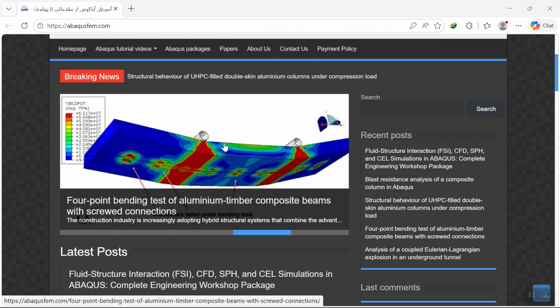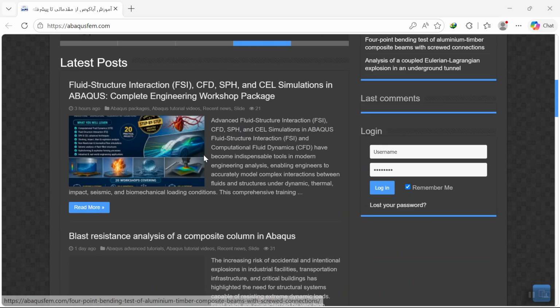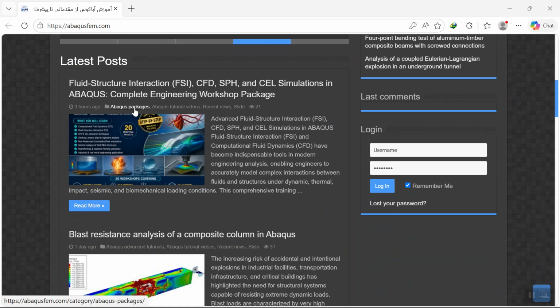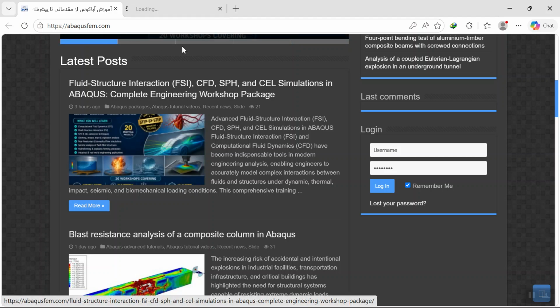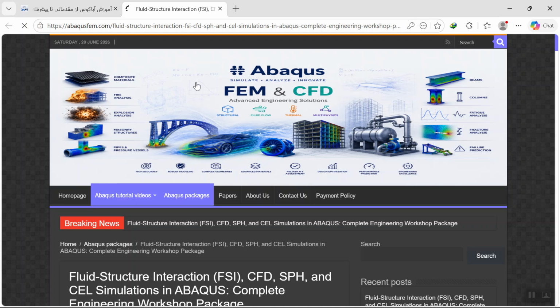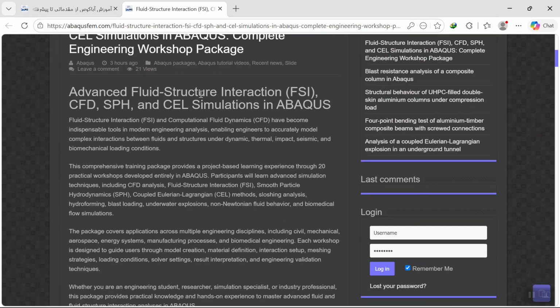Here you can see this post, our comprehensive training package on advanced fluid structure interaction, computational fluid dynamics, smooth particle hydrodynamics, and coupled Eulerian Lagrangian simulations in Abaqus. If you click on the title, you will have the post here.